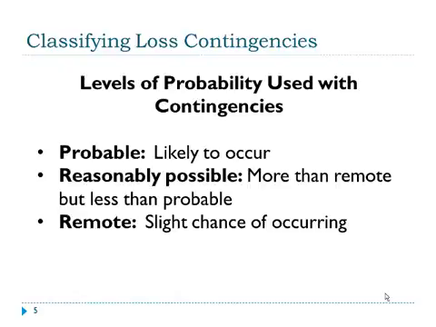These are the levels of probability that are used to classify loss contingencies. The highest level is called probable, which means that it's likely to occur. The lowest level of probability is remote, which is defined to be just a slight chance of occurring, and everything that's in the middle is considered reasonably possible.